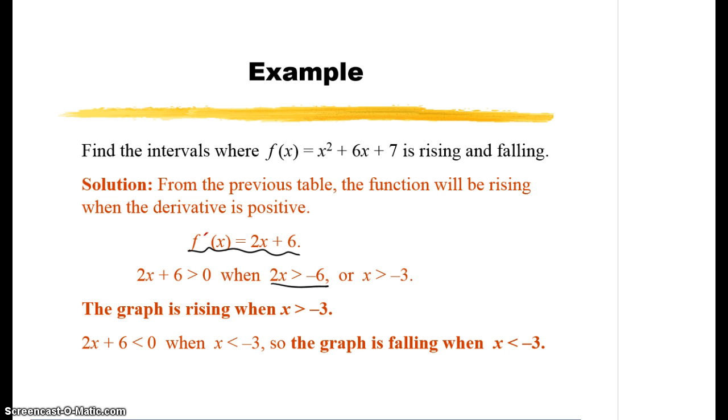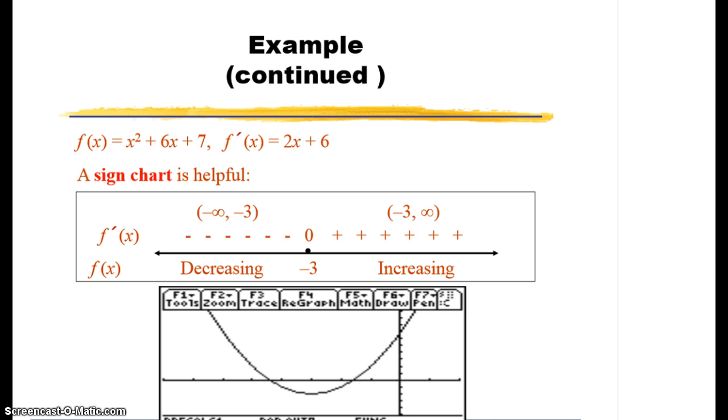On the other hand, this linear inequality, 2x plus 6 less than 0, tells us when the graph is falling. So solving for x gives us x less than negative 3. That's when the graph is falling. Of course, if you were to graph this using a calculator or computer software or just by hand, you could easily see that up to x equal to negative 3, this graph is falling, and then rises from negative 3 and to the right of it.